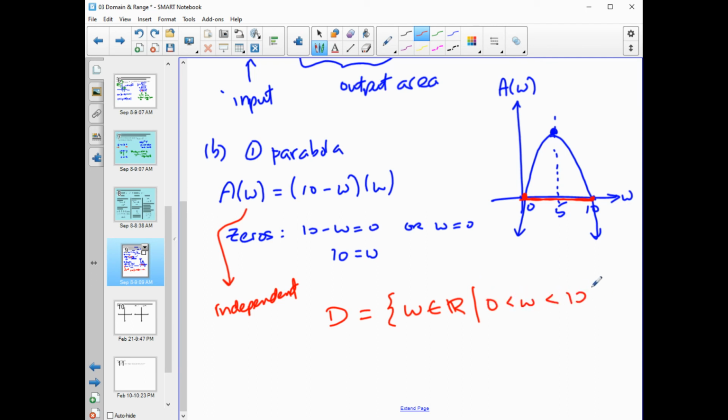I got a little ahead of myself there. And now ask yourself the question, should that include an equal sign, or should it not include an equal sign? What happens if W is 0? If W is 0, then you don't actually have a rectangle anymore. You just have a line. And then you would have an area of 0, because the line has an area of 0. If you had W equals to 10, well, that's going to produce the other 0. And so I would argue that the domain, considering real world situations, should be as written here, between 0 and 10, but it does not include 0 and it does not include 10.